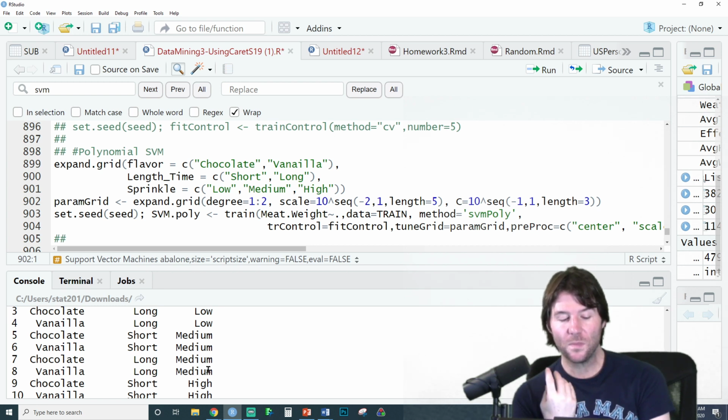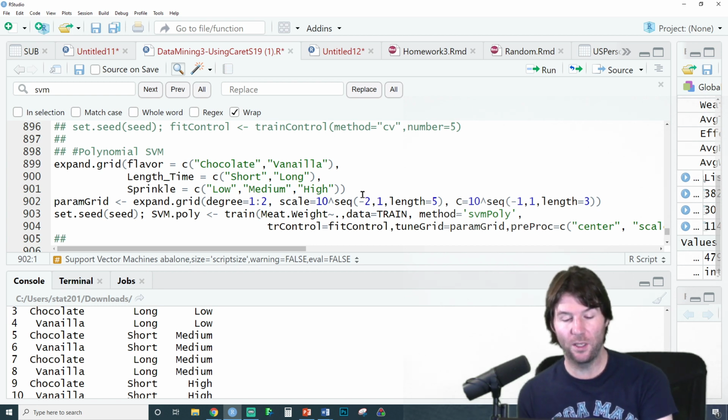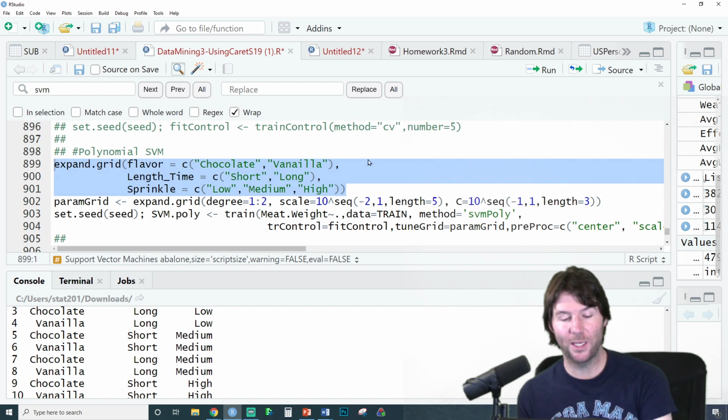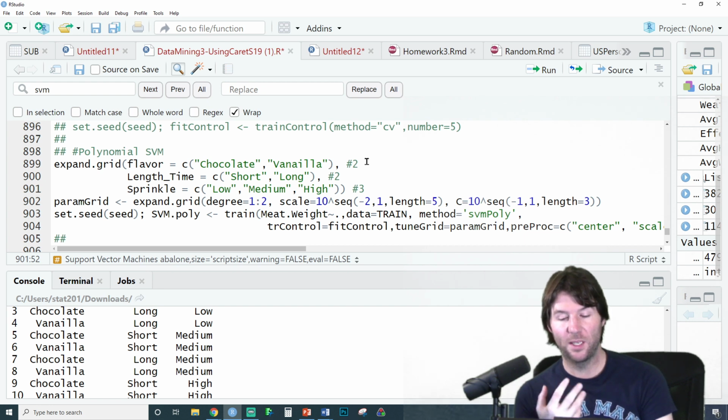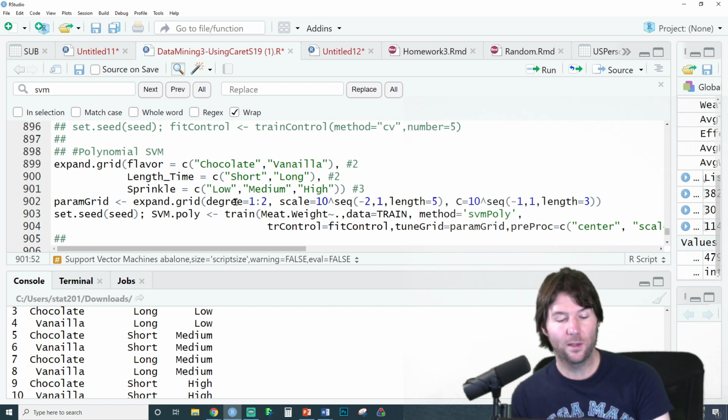So you do need to know that this expand grid would give you 12 combinations. Why 12? We did this in class because this has 2, this has 2, and this has 3. So 2 times 2 is 4, times 3 is 12. There's 12 different combinations of how we can make that cake. So we can look at this one right here.